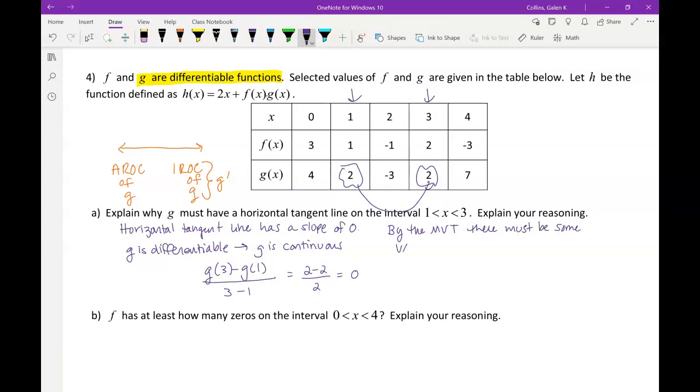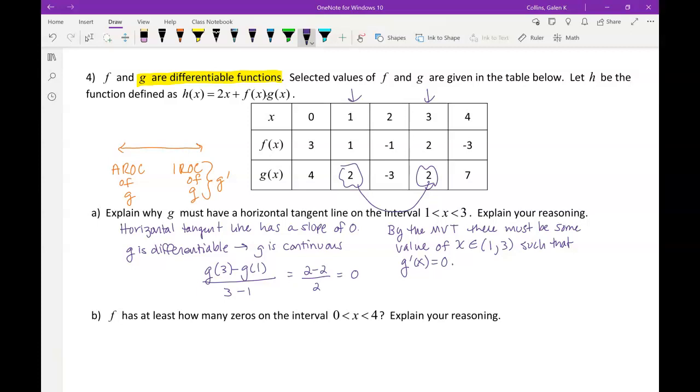some value. They didn't give us a c or something, so I'm just going to say of x on the interval, we could use that symbol, it means is an element of, from 1 to 3, with parentheses because there were no or-equal-to signs. Such that, and I want to be careful here, the mean value theorem has nothing to do with a horizontal line. What I can conclude from it is that g prime of x at one of those values equals 0. So by the mean value theorem, there must be some value of x on the interval from 1 to 3 such that g prime of x equals 0.